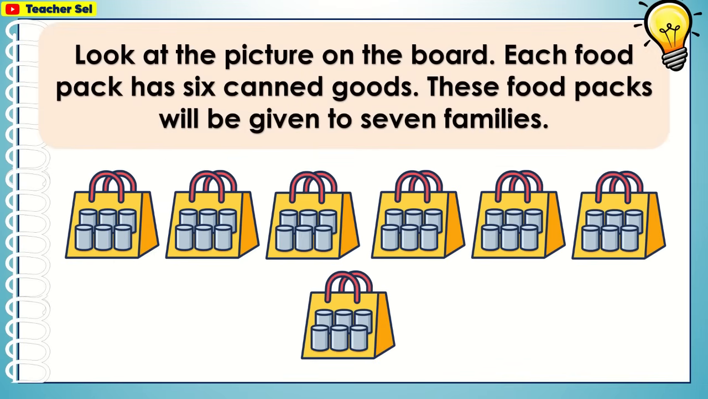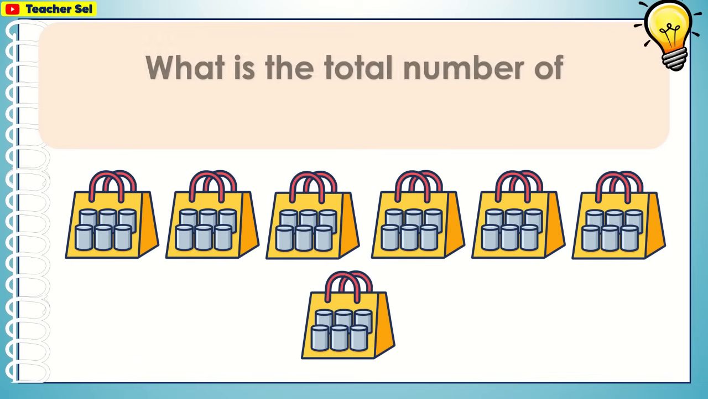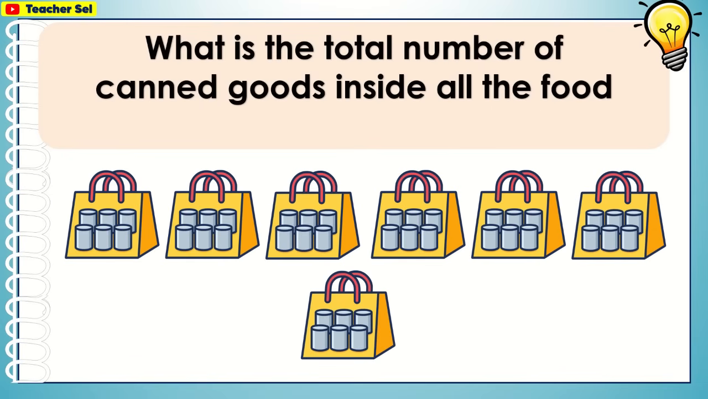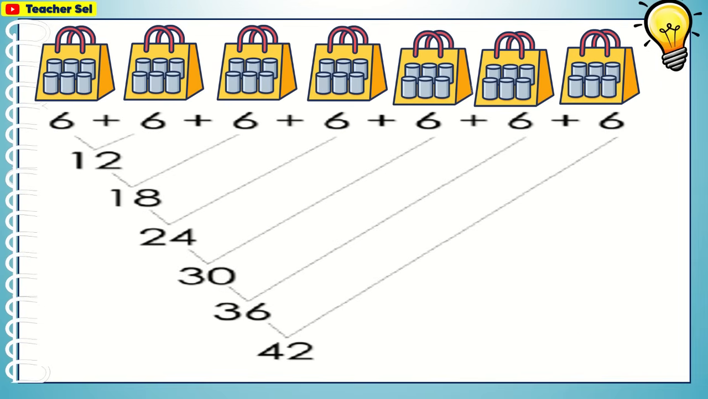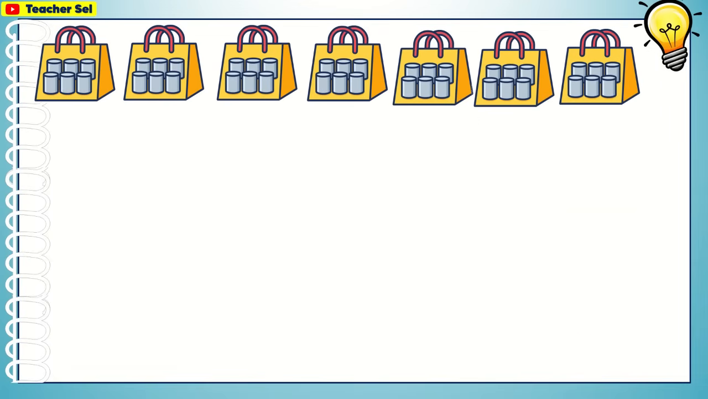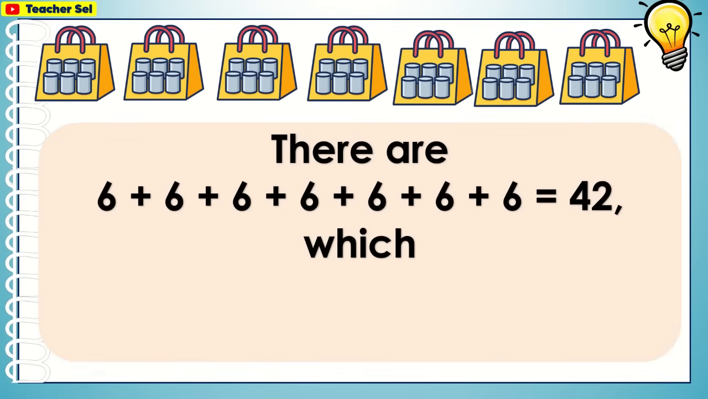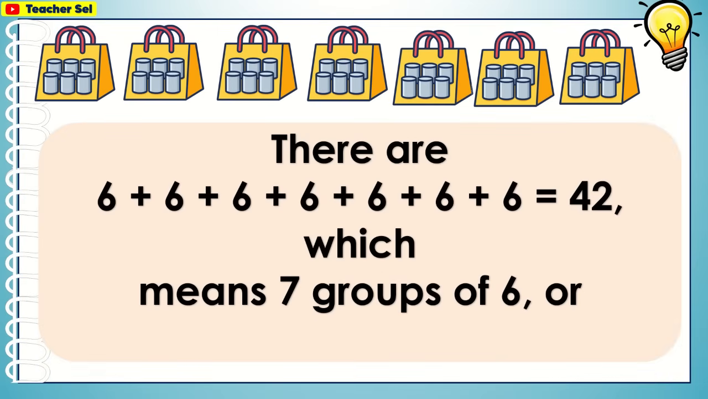Look at the picture on the board. Each food pack has 6 canned goods. These food packs will be given to 7 families. What is the total number of canned goods inside all the food? Take a look at the illustration. There are 42, which means 7 groups of 6 or 7 times 6 equals 42.